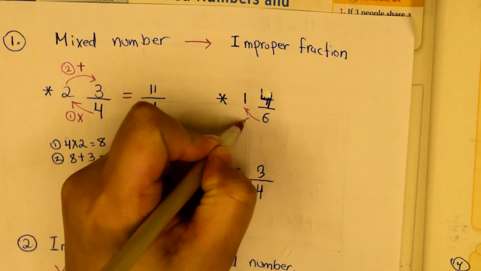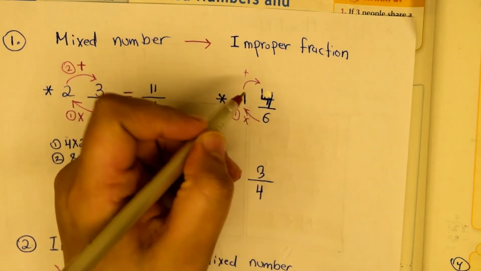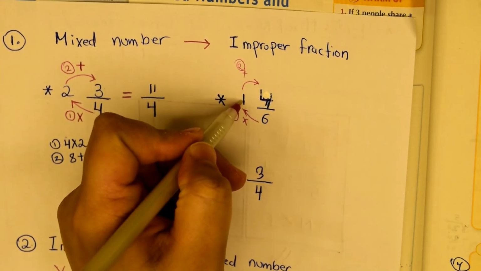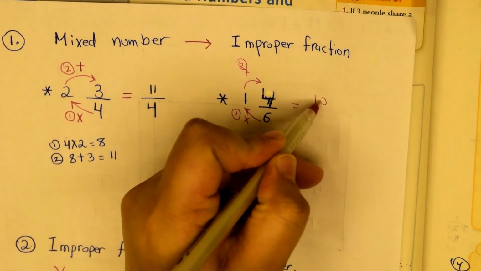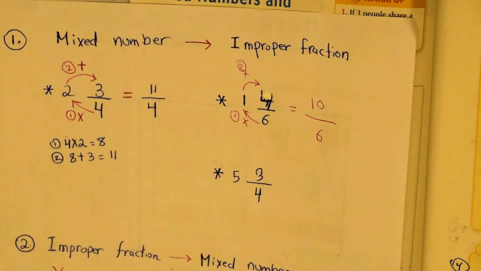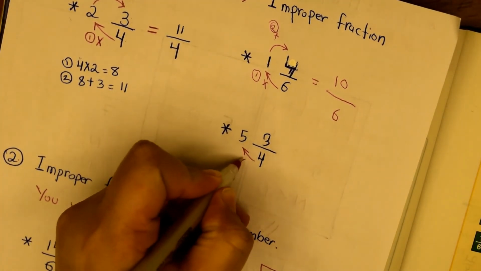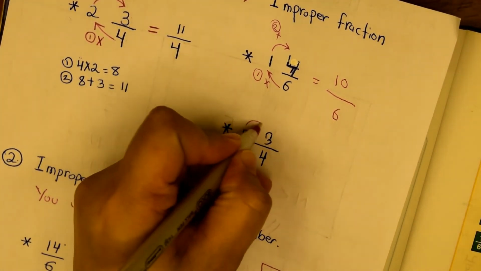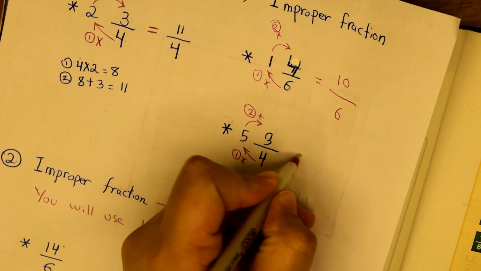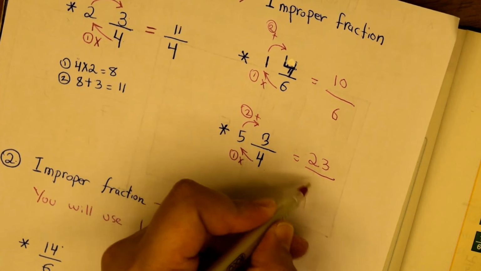First, I will multiply the denominator with the whole, then I will add it to the numerator. So 6 times 1 equals 6. 6 plus 4 equals 10. This is in the numerator. And what will I put in the denominator? The same number. Here, 6. Okay, now for this example, I will multiply denominator with the whole, then I will add it to the numerator. 4 times 5 equals 20 plus 3 equals 23. This number I will put in the numerator, and in the denominator I will put the same number here.